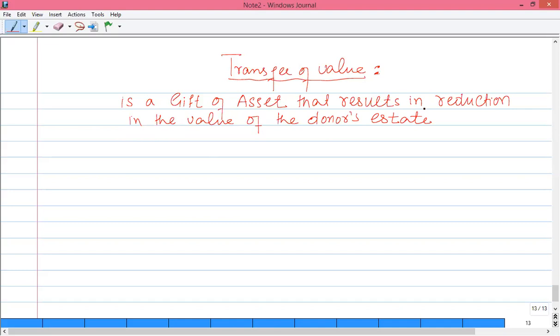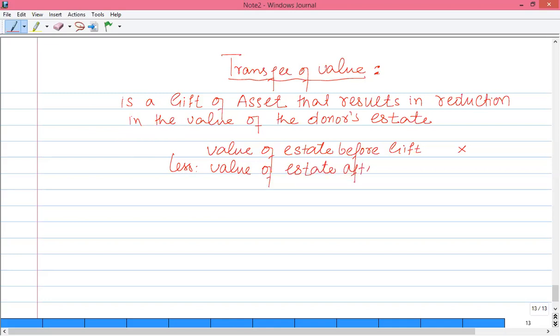So if you have to calculate transfer of value, then value of estate before gift minus value of estate after gift, and the resulting difference is the transfer of value, that is the fall in the value or transfer of value.